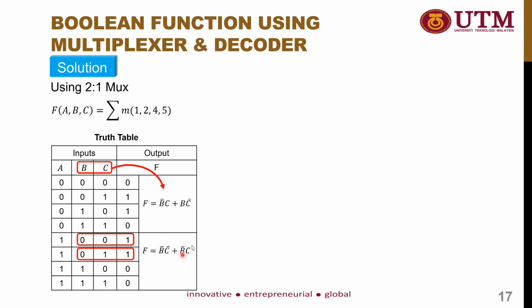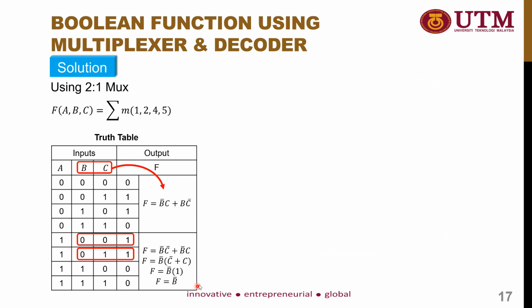And then this expression we can further simplify by factoring out B bar, and it will become B bar multiplied by C bar plus C. C bar plus C, you can simplify, and it will become B bar multiplied by 1. Finally, you can get the expression: when A is equal to 1, F will become B bar.